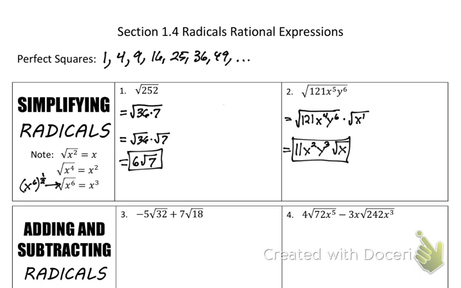So if this was cube root, we'll talk about this in a second, this would be raised to the 1/3 power. And we'll talk about that later. All right. Are we clear on that?